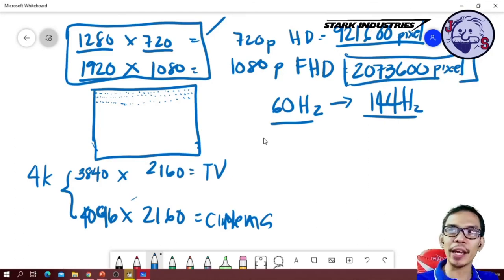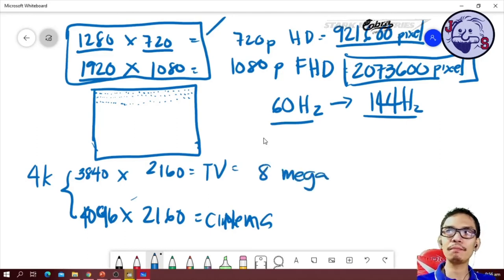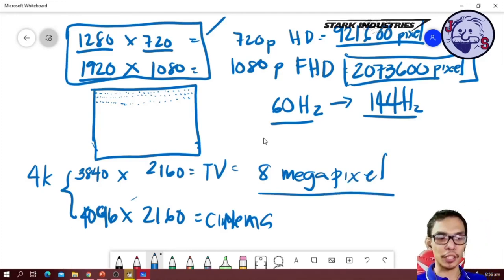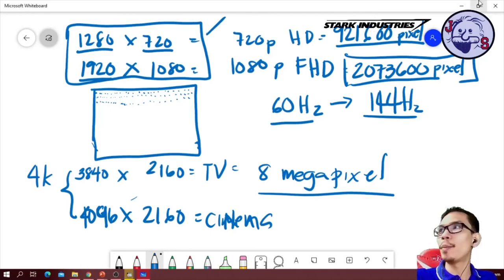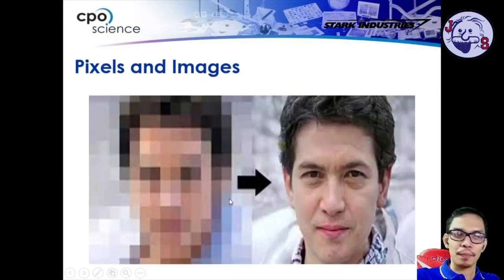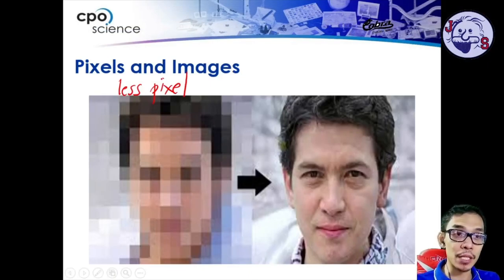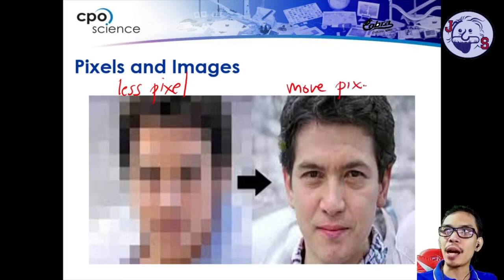Now how about the 4K? The 4K contains 8 megapixel. So that's how you compute the number of pixels in a certain resolution. Okay, so let's go back now. This is what happens when you have fewer pixels on your image. Fewer pixels means less image quality. More pixels means more image quality, higher image quality.